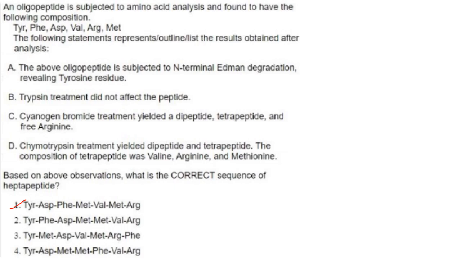Chymotrypsin treatment yielded a dipeptide and a tetrapeptide. The composition of the tetrapeptide was valine, arginine and methionine. That is, it got cut at the carboxy terminal of phenylalanine. That is, chymotrypsin will cut the carboxyl end of aromatic amino acids. So you get a dipeptide and a tetrapeptide. So the correct answer is option 1.